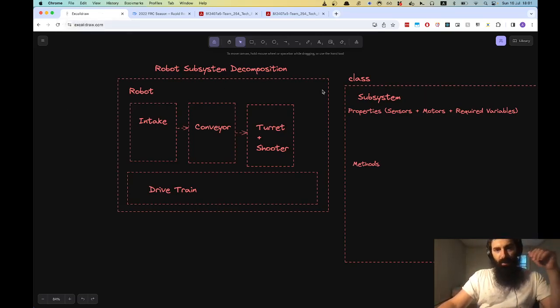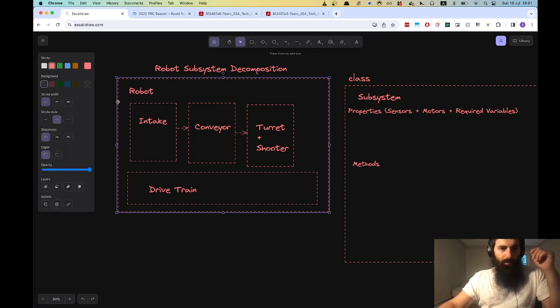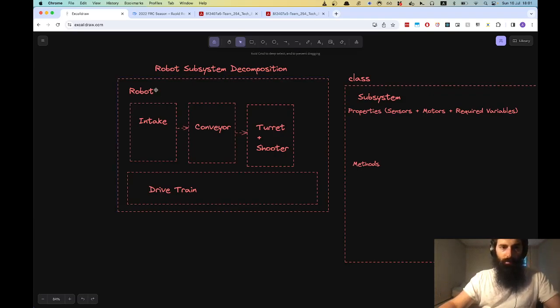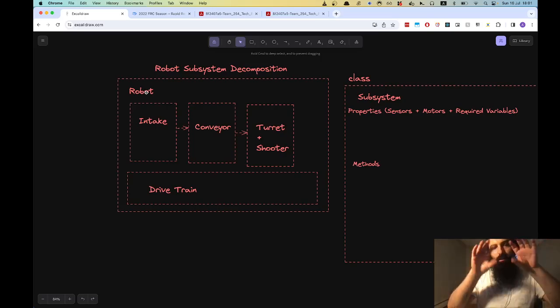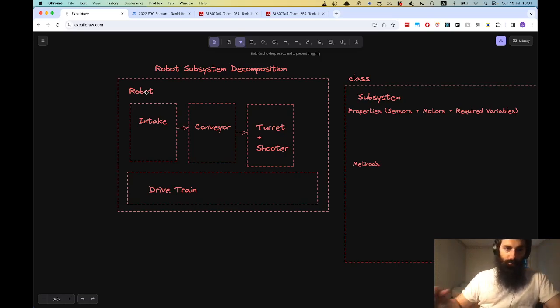So I have taken this robot as described by this outer rectangle, this outer box, and we call that the robot. And we can start to take the robot and chunk it up into different highly specialized subsystems, it's called. So for example, the robot's ability to drive around the field has nothing to do with the way that it intakes game elements into the robot. So we can consider these as logically separate entities.